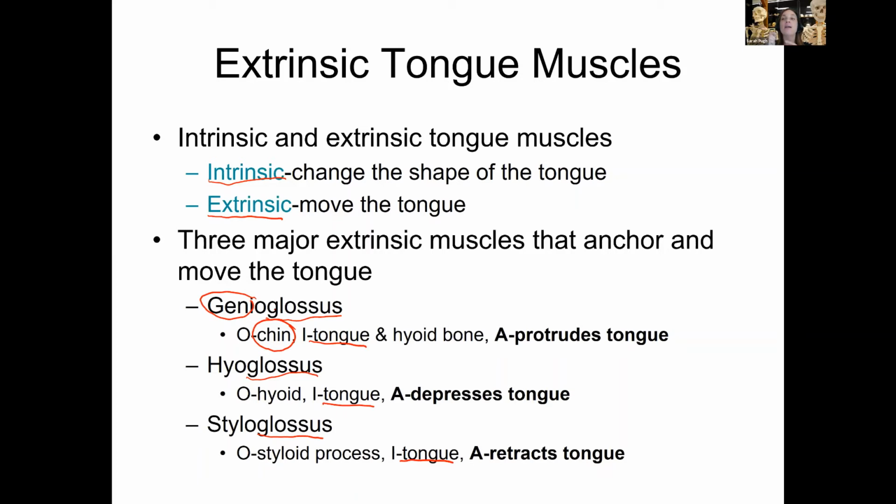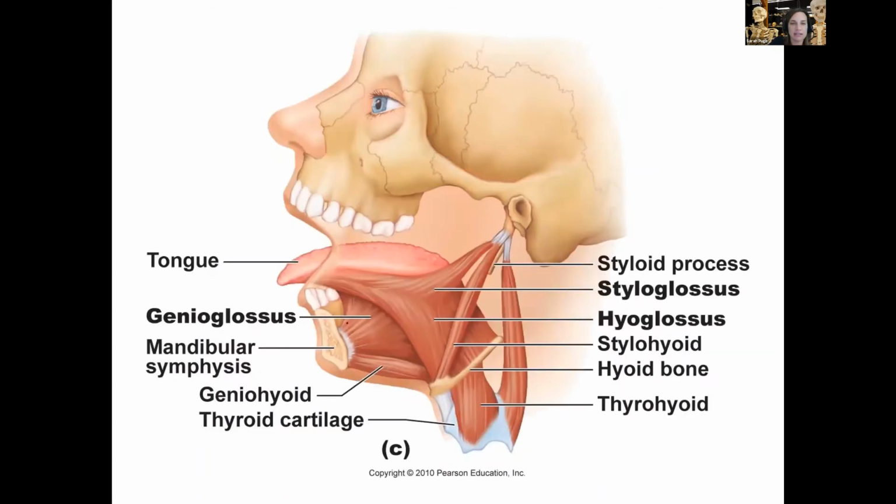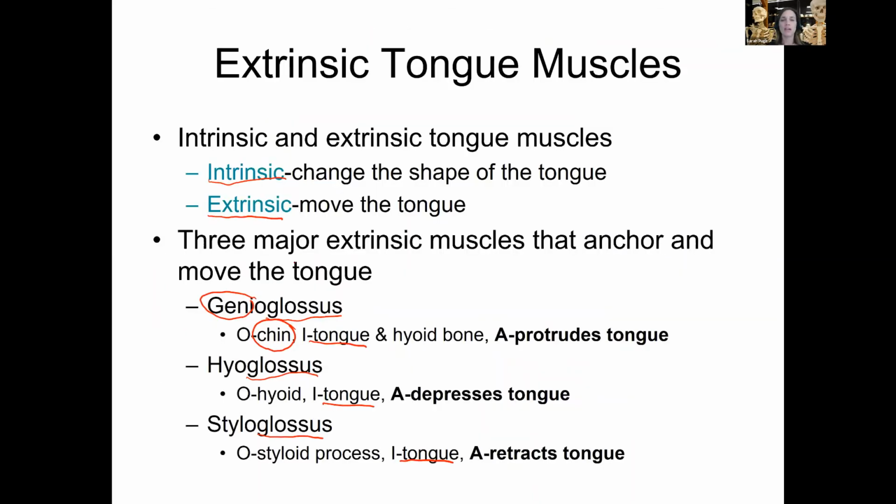And its job when it pulls, let me show you a picture of it. So it's this one right here. You can see it's inserting on the chin and it's running back to the tongue. When this one contracts and pulls and squeezes, it's actually going to push the tongue forward. So it helps you stick your tongue out. If a little child turns around and sticks their tongue out at you, they're using their genioglossus.